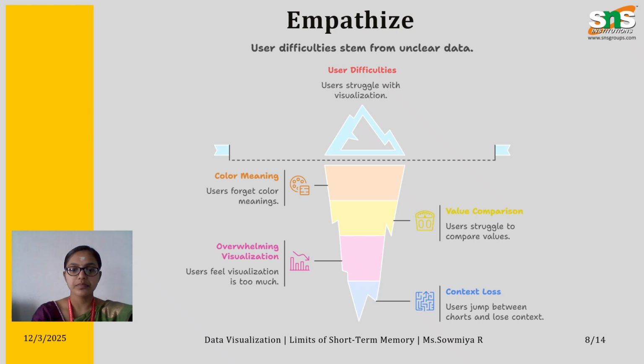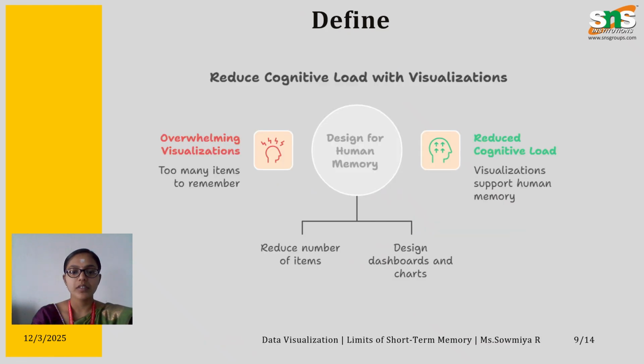Define. From our observation, we define the core problem like this: users cannot retain too many visual elements at once. Therefore, dashboards must have limited colors, simplified layouts, fewer KPIs per screen, and visuals that guide the attention naturally. The goal is to align the visualization with how the brain works instead of fighting against it.